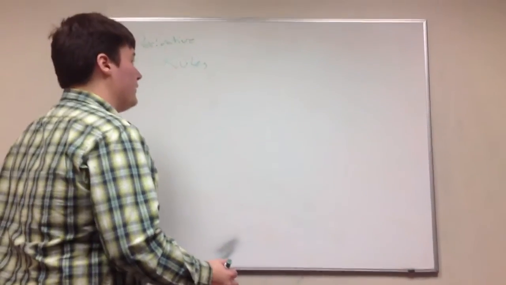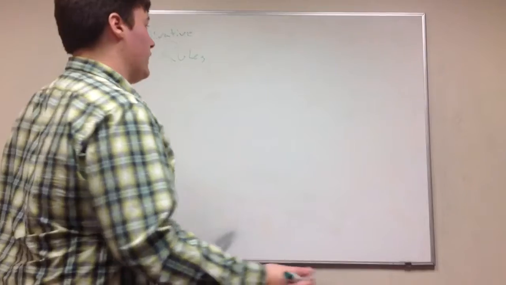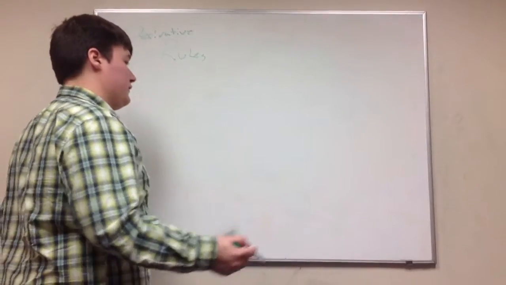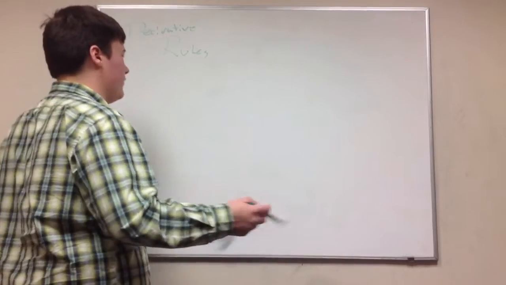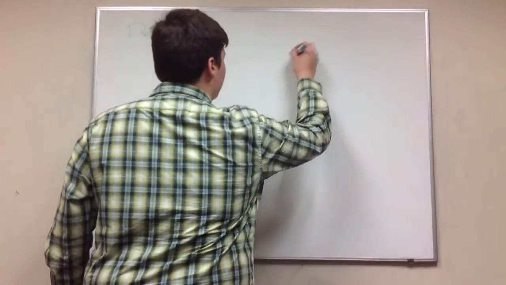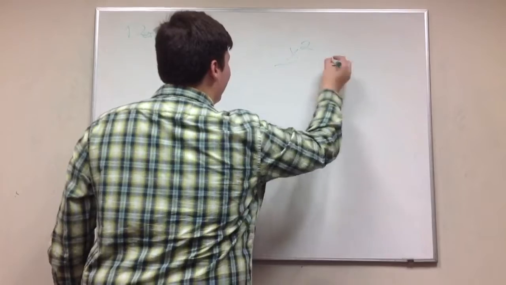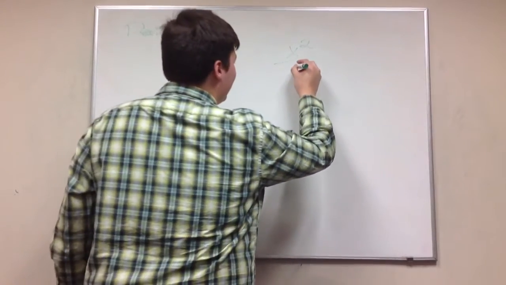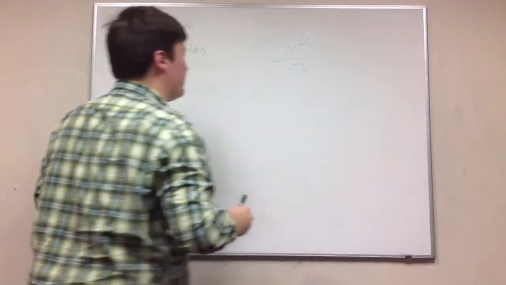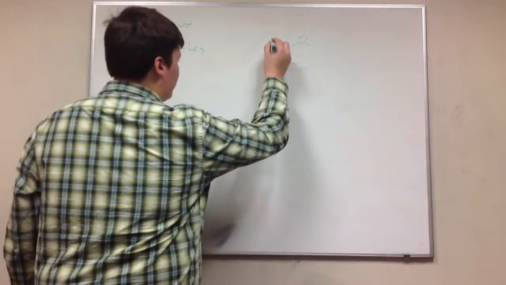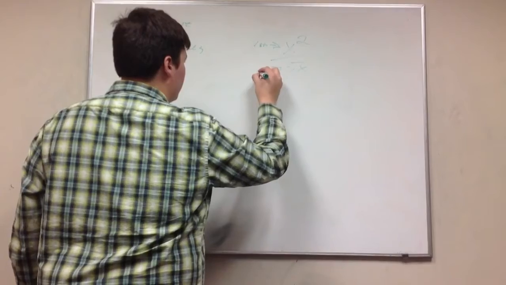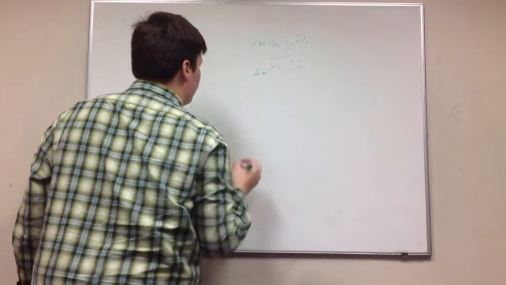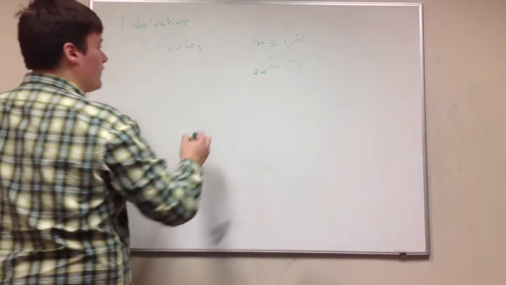Alright, next one we're going to do is the quotient rule. It's the opposite of the product rule, because instead of multiplication, it's division. So we have, say, x squared over 5x. This is going to be our first one, and this is going to be our second one.